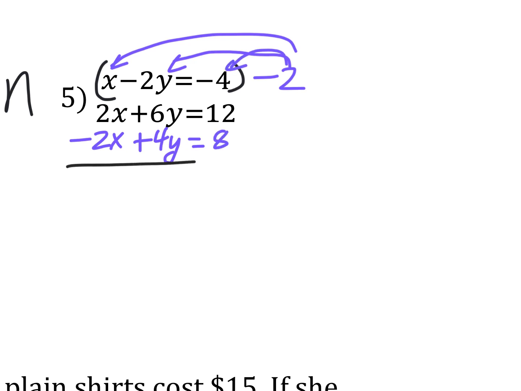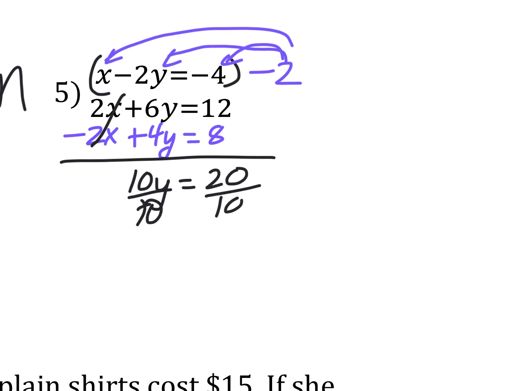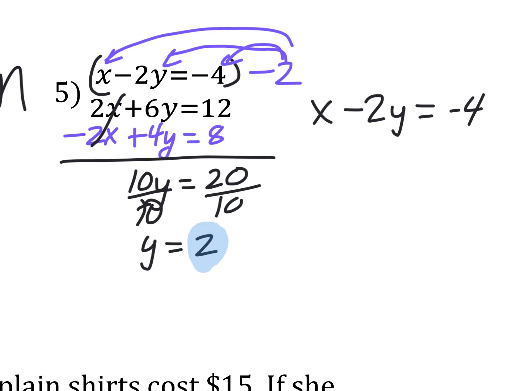And now I'm going to combine them. So that will cancel. I've got 10y is equal to 20. Divide both sides by 10. Y is equal to 2. So now that I've got my y-coordinate, I need to go back and use one of the original equations to solve for x. So I'm going to take that 2, put it in for y.